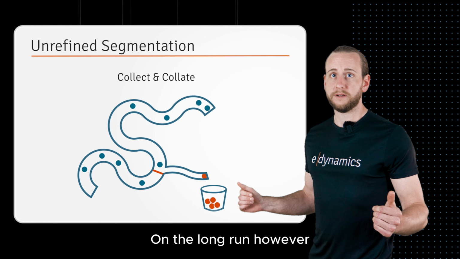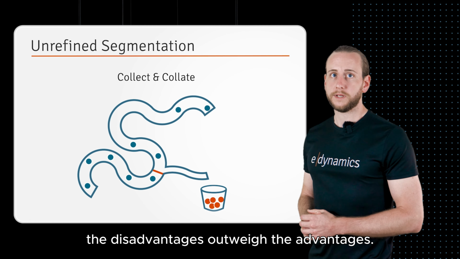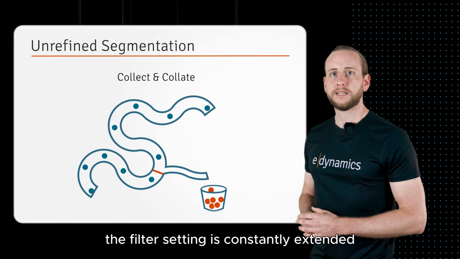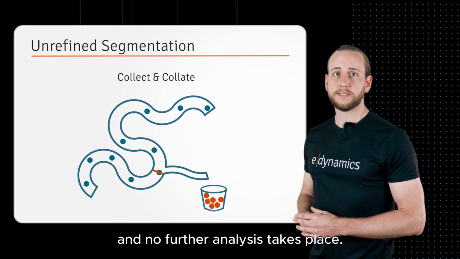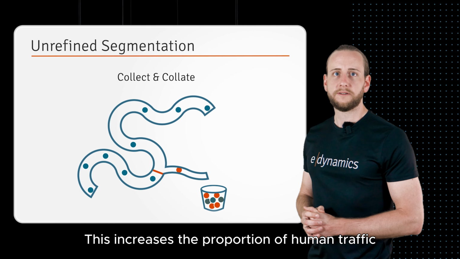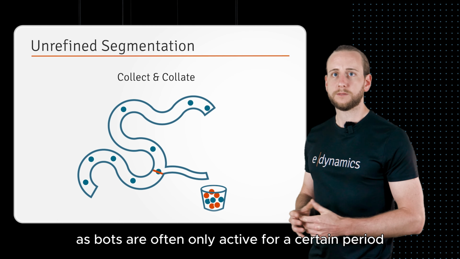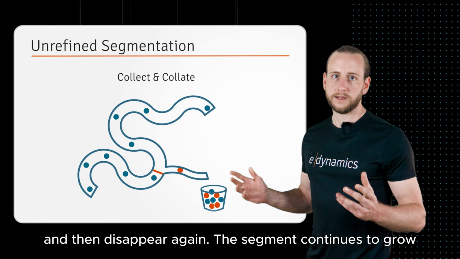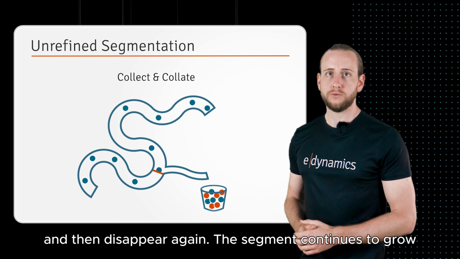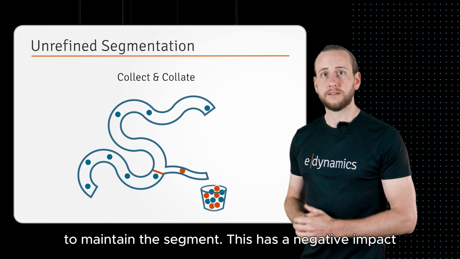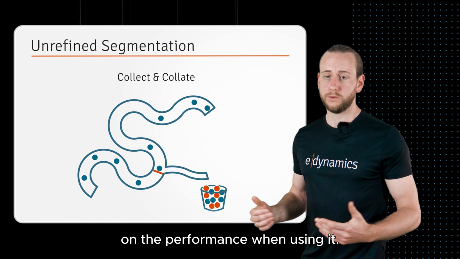In the long run, however, the disadvantages outweigh the advantages. On the one hand, the filter setting is constantly extended and no further analysis takes place. This increases the proportion of human traffic within the segment bucket, as bots are often only active for a certain period and then disappear again. The segment continues to grow, which makes it more and more difficult to maintain. This has a negative impact on performance when using it.